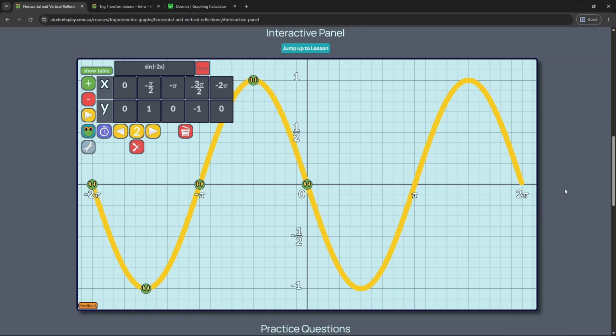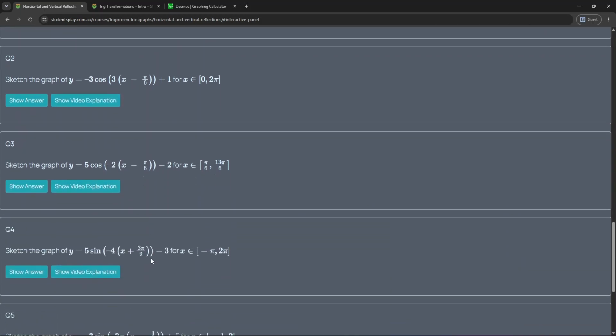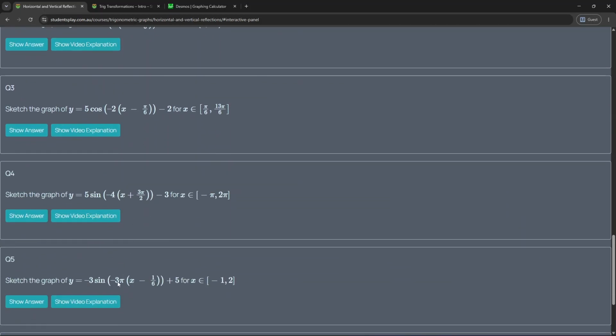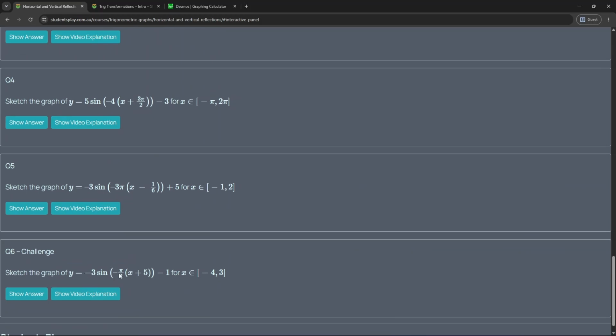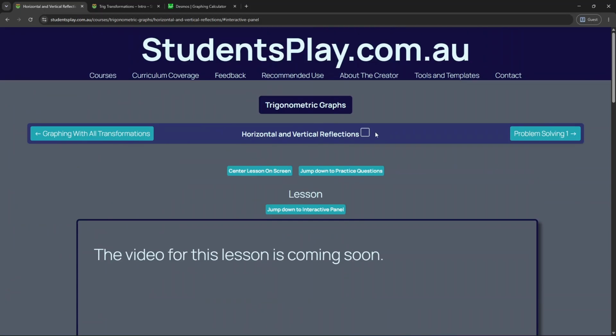That's all I wanted to really cover. And now you can go on to the practice questions, which are similar to the last ones, but this time we're including negatives here. Negatives out the front, negatives on the inside, and then there's one here that includes a negative for both of them. And then we have a challenge question as well. So give them a go. Don't forget there's a video explanation. When you finish, tick off the lesson and move on to the next one.